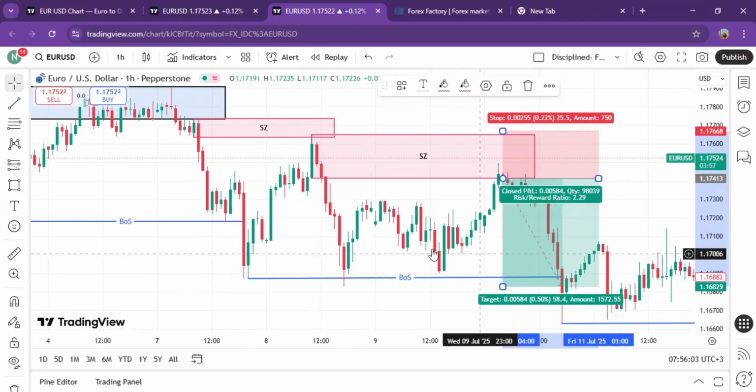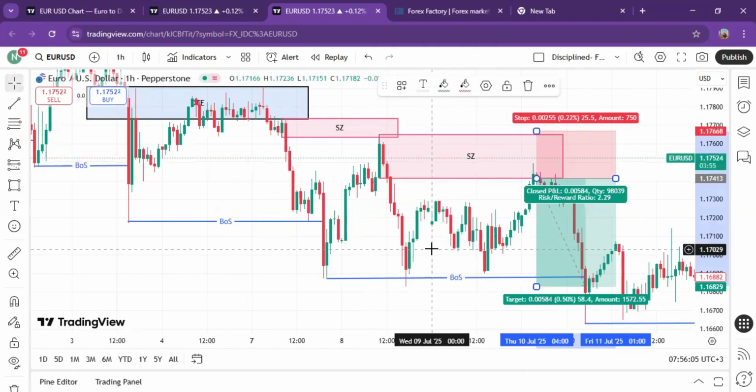Yeah, so that is how you basically trade when you have the break of structures. And marking and understanding the break of structures will help you a lot in knowing where we are going, and you are going to secure yourself better entries in the market.